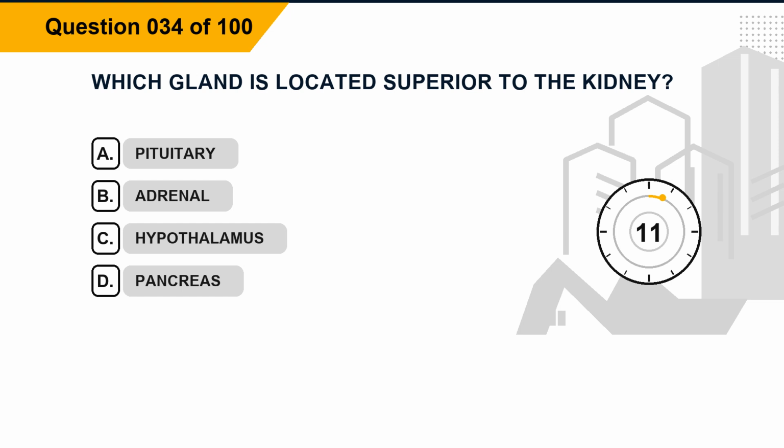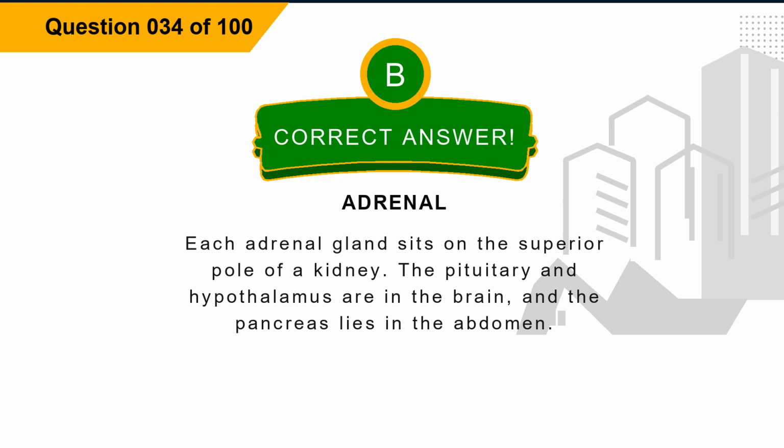Question 34. Which gland is located superior to the kidney? Option A, pituitary. Option B, adrenal. Option C, hypothalamus. Option D, pancreas. The correct answer is option B, adrenal. Explanation. Each adrenal gland sits on the superior pole of a kidney. The pituitary and hypothalamus are in the brain, and the pancreas lies in the abdomen.